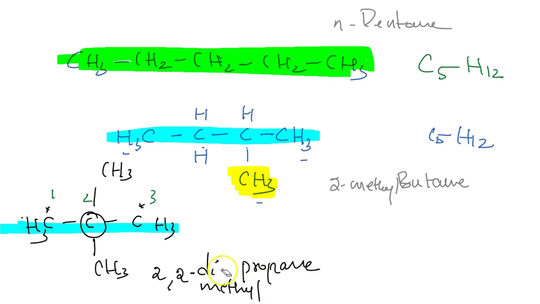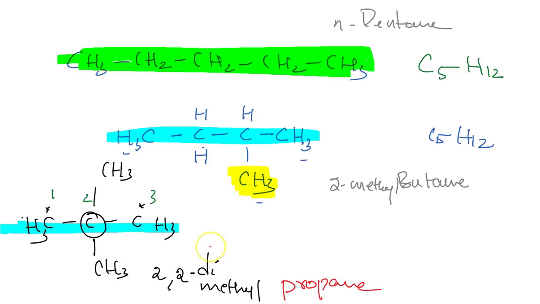If you're confused whether we have to write the name in the same pattern, no, that is just due to space constraint. You can write it in a straight line. So 2,2-dimethyl propane is the name of this molecule. But then I quickly want you to check if this is an isomer of pentane.